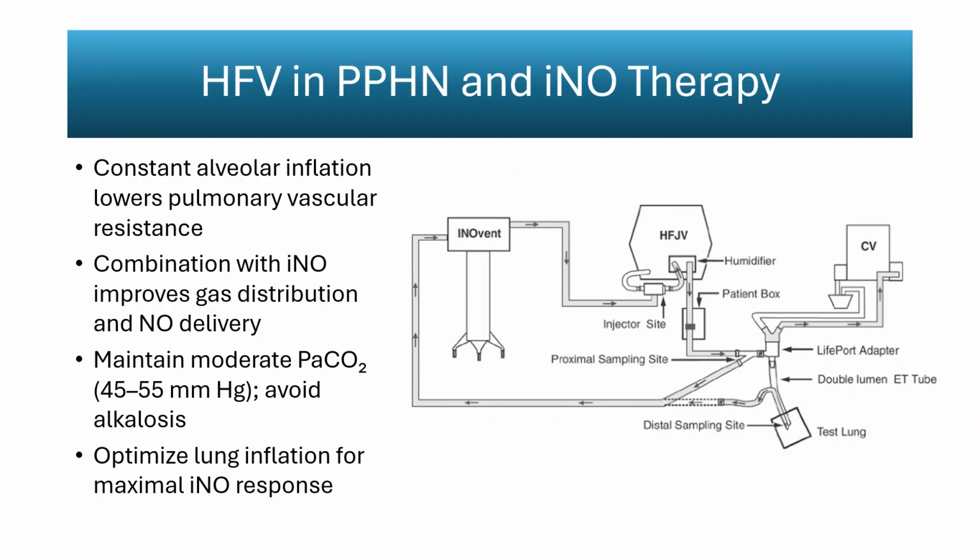The ideal strategy is therefore to use HFV to establish a stable, moderately inflated lung, then titrate nitric oxide to achieve selective vasodilation of well-ventilated regions. The response is monitored through oxygen saturation and pre- and post-ductal gradients. A consistent rise in systemic oxygen confirms improved pulmonary blood flow and reduced shunting. When combined appropriately, high-frequency ventilation provides the mechanical stability that allows inhaled nitric oxide to function as intended, producing effective, regionally targeted vasodilation while avoiding additional lung injury or circulatory compromise.